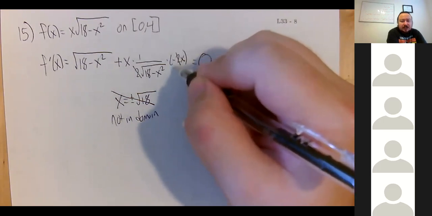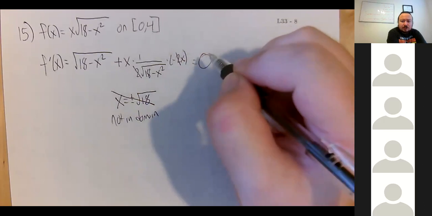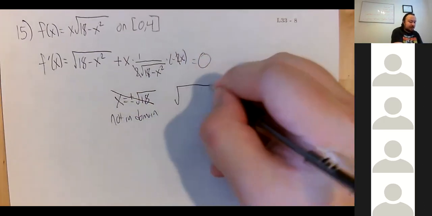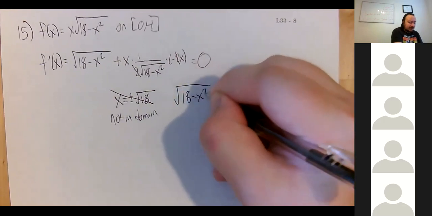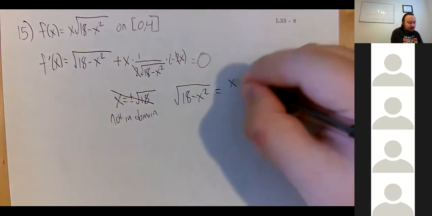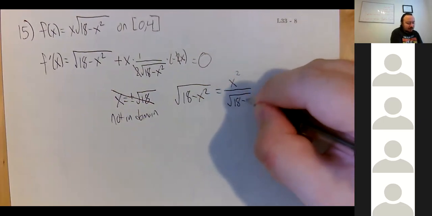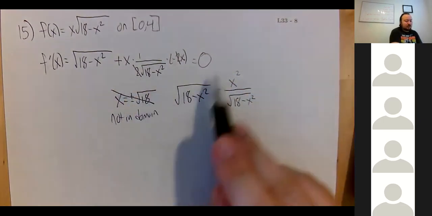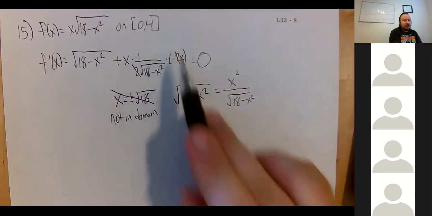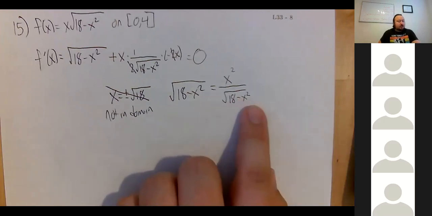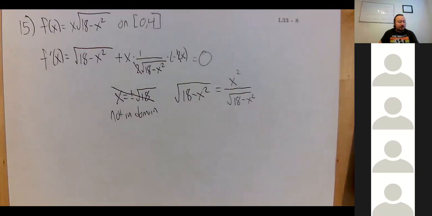So I can make that a positive by adding this term over to the other side. So I do all of those little operations there, all that arithmetic. And I end up with root 18 minus x squared equals x squared over root 18 minus x squared. Move this term over here, canceled out the 2's, and combined the x's. All right, now I'm going to multiply both sides by root 18 minus x squared, bringing this up here.